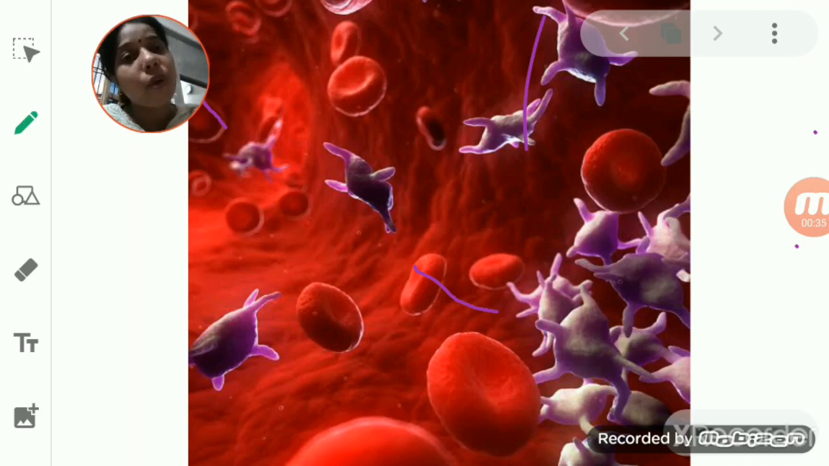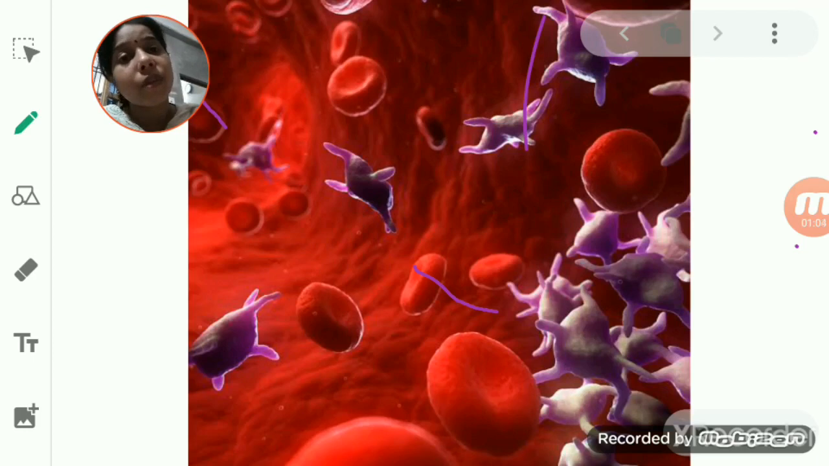RBCs, also known as erythrocytes. The full name of RBC is red blood cells, and it is red because of the presence of a pigment, hemoglobin. Hemoglobin combines with oxygen, and hence RBCs carry oxygen to different parts of the body, to the cells of the body.